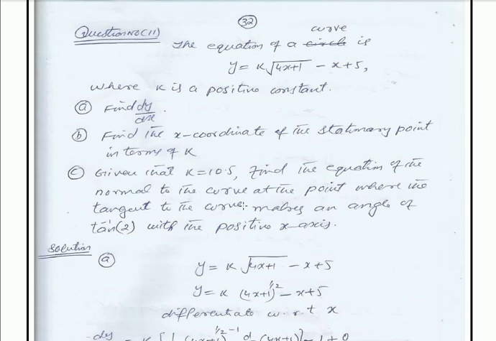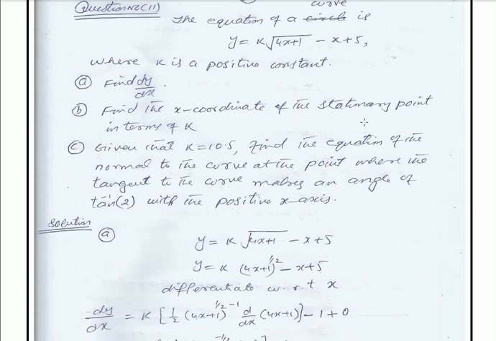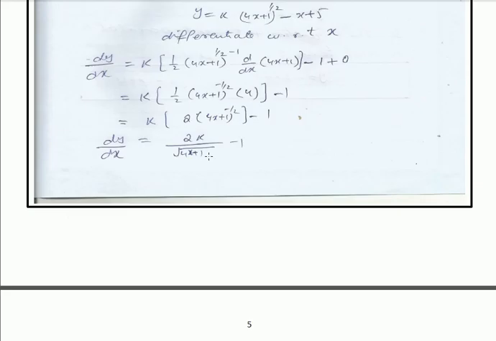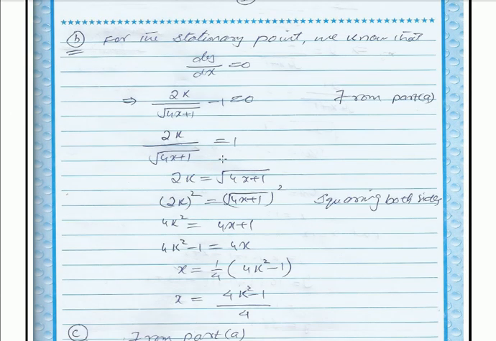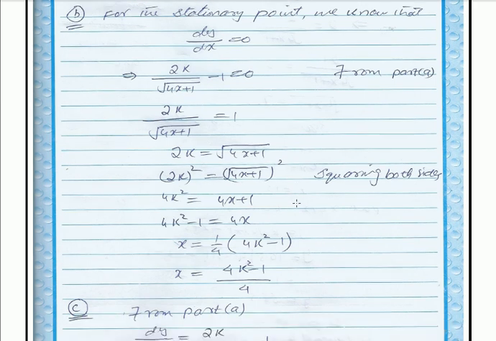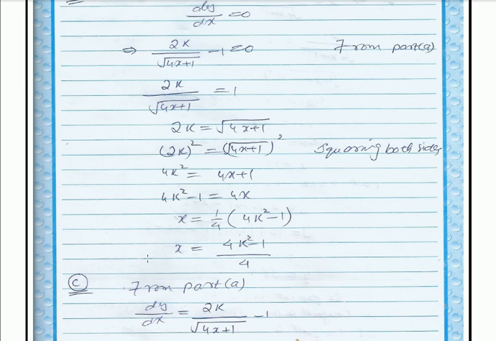Now in part B, find the x coordinate of the stationary point in terms of k. We know that in order to find the stationary point, we put dy over dx equal to 0. So in part A, we found dy over dx, which is equal to 2k over the square root of 4x plus 1, minus 1, equal to 0. After simplification, we get x equal to (4k squared minus 1) over 4, which is the stationary point in terms of k as required in the question.